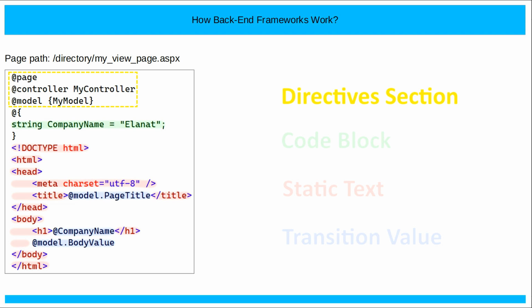The directive section is marked with a yellow dashed line. Code block is marked with green background. Static text is marked with a red background. Transition value is marked with blue background.